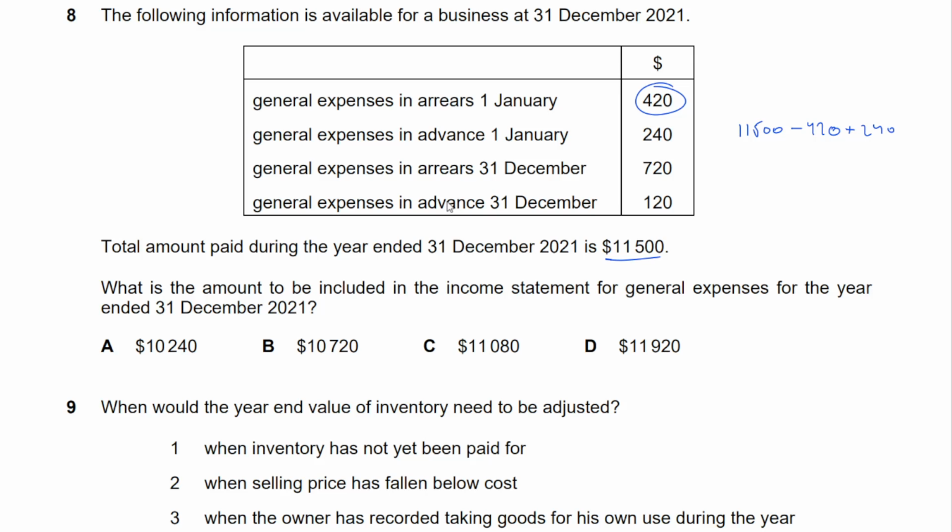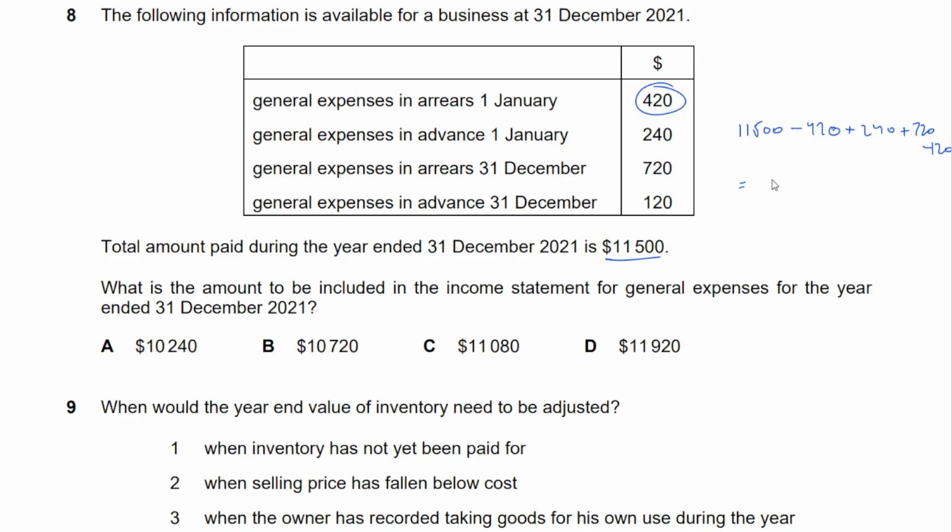General expenses in arrears at the end. That means at the end there was some unpaid amount, 720. We are going to include that because the unpaid amount belongs to the current year, so we add it, okay? And things paid in advance at the end of the year will have to be removed because they belong to the next year.